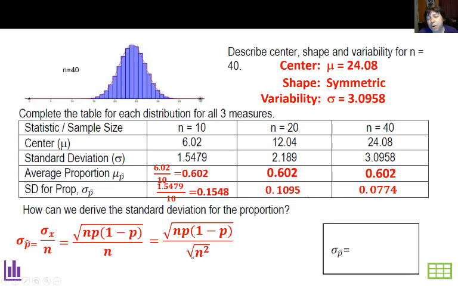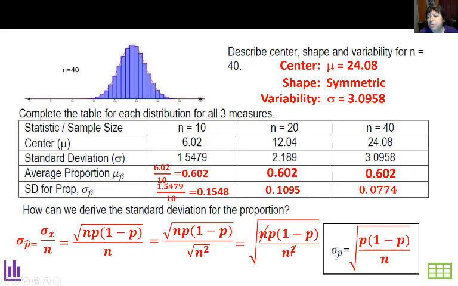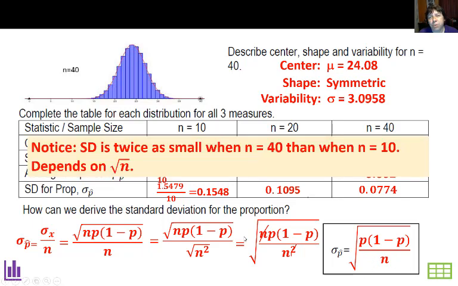Since I have a square root over a square root, I can combine them into one fraction. And then you'll see that this, and that's one of these n's down here, simplify. So we just end up with this formula. So the standard deviation for proportion is the square root of p times 1 minus p, divided by n. So if the proportion's the same, as I get bigger and bigger sample sizes, what's going to happen? It gets smaller. Not by n, but by the square root of n.